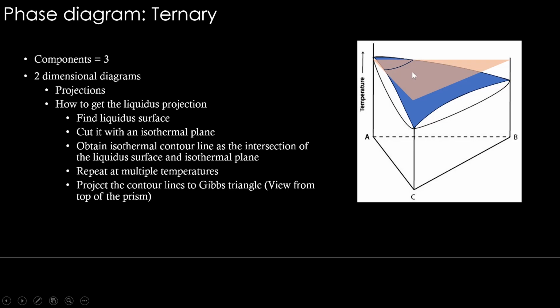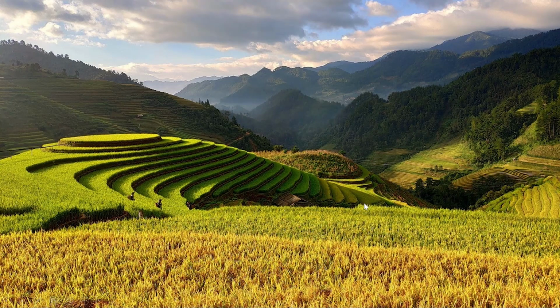So the view from the top of the prism, if you view the entire prism from the top and see these lines, how will they look? For example, if you look at these Vietnamese rice fields, where you have a mountain and there are different cuts done at different altitudes and farming is done. And if you look at the entire thing from the top, they'll be looking like just lines in a plane. They'll be looking like just curves in a plane, right? So that's what we are talking about. So let's see how it is done.